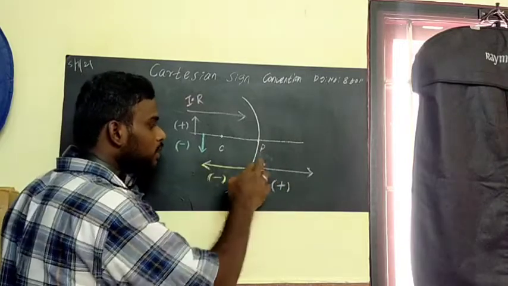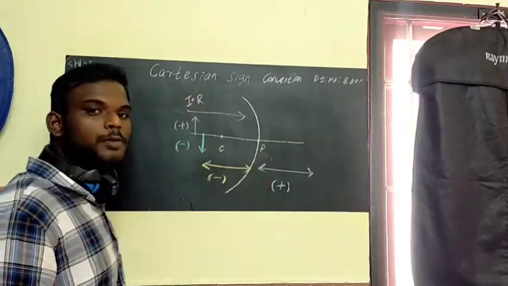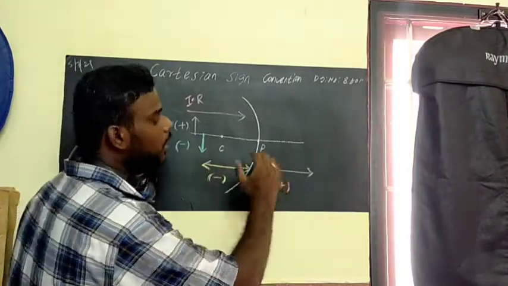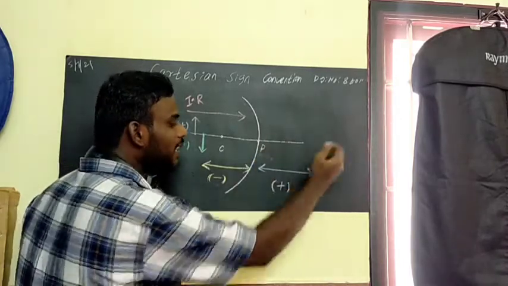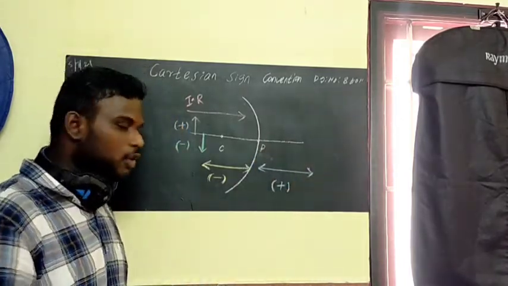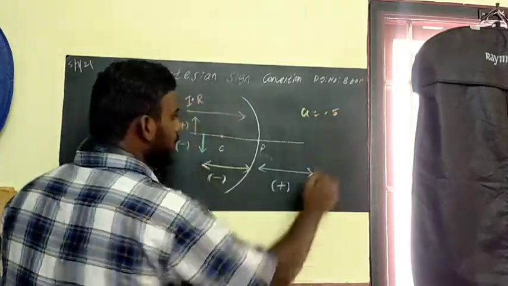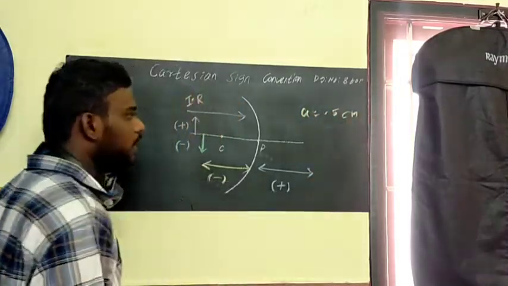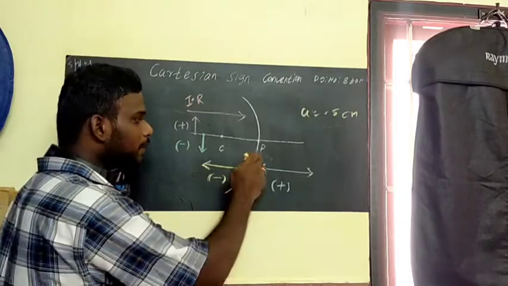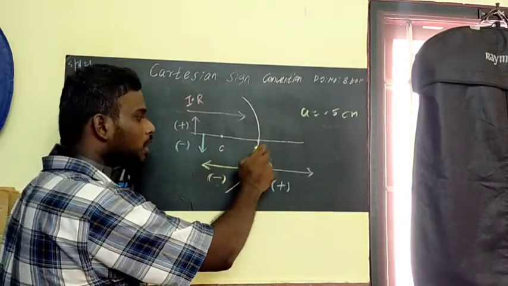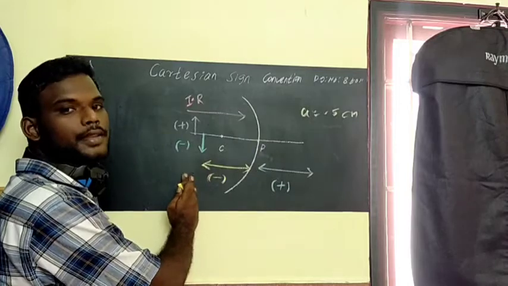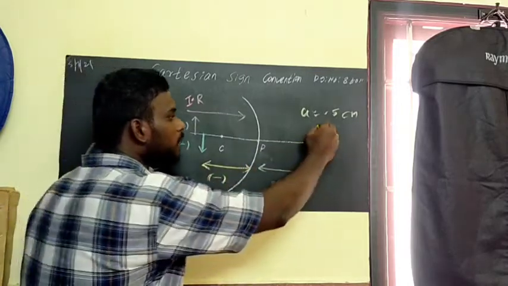It is some distance on the left side from the pole. What is my plus? It is some distance from the pole on the right side. Is that clear? So now you can assume that u equals minus 5 centimeter. So we can say that the object is 5 centimeter from the pole on the left side. Is that clear? Then what is my plus 5?